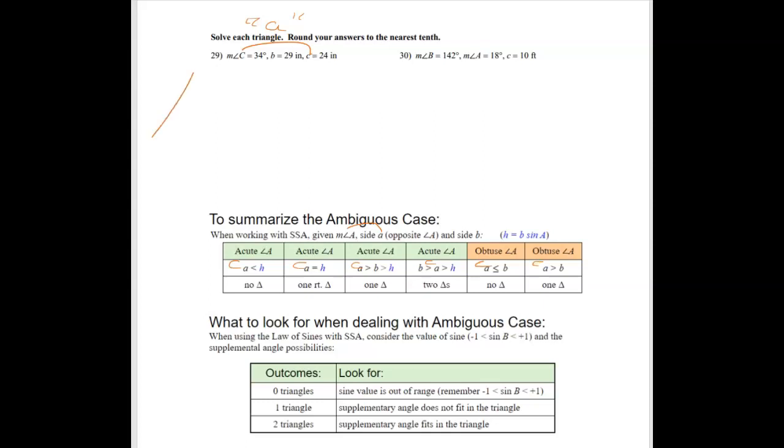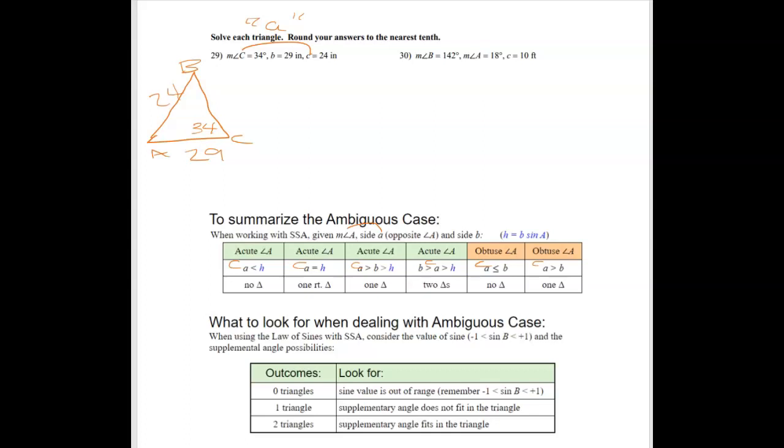So I'm just going to draw a generic triangle, so you can see that it is side-side-angle. Angle C is 34, side C is 24, and side B is 29. So we would have side-side-angle, okay? So we need to do a comparison.